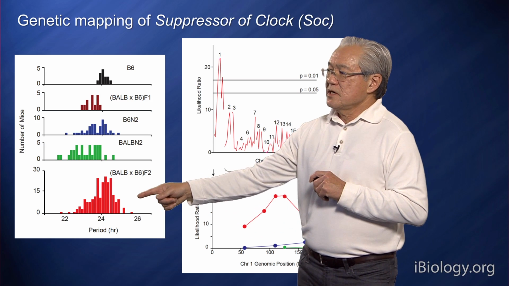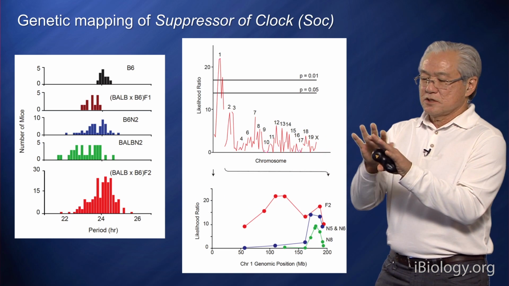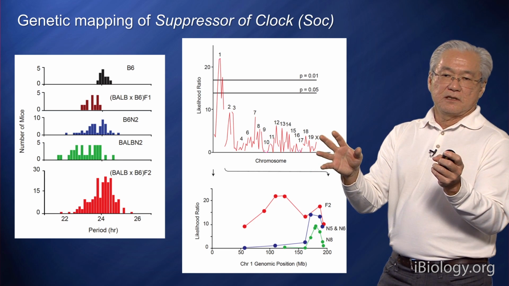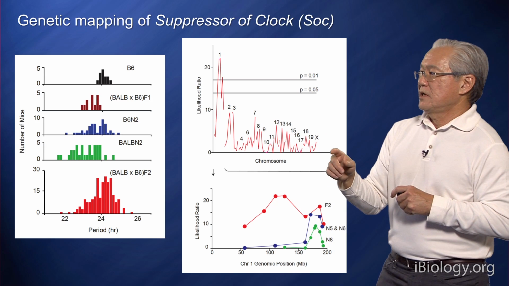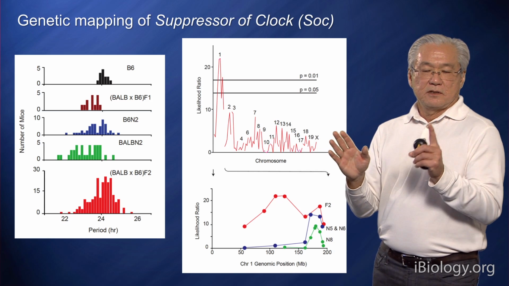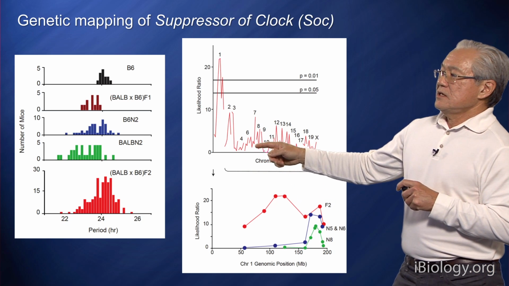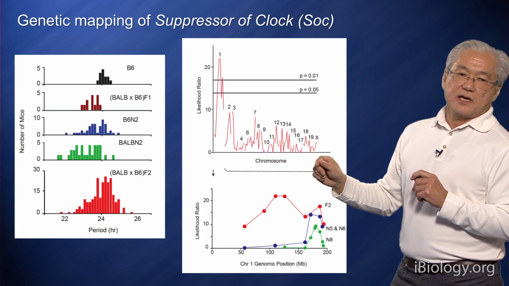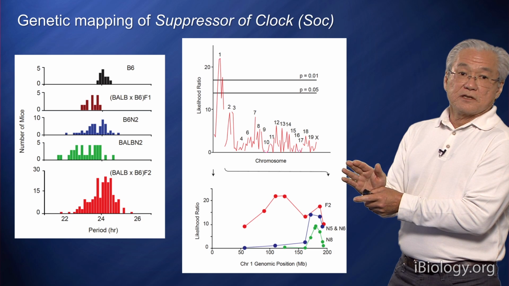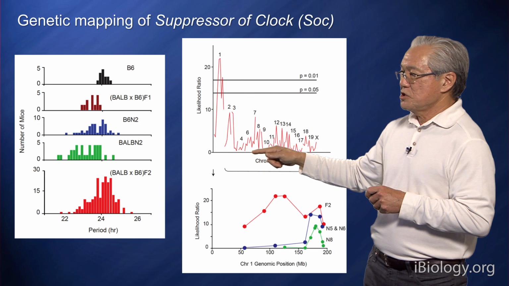And so what we can do is we can take these F2 mice and type each of the mice, because each mouse is a unique combination of black 6 and BALB-C DNA in their genome. And we can scan each of their genomes with DNA markers to type what their genotype is across the genome, and then see if there's any particular kind of association between a BALB-C piece of DNA and this period suppression of clock. And so that's what's done here in this graph, which is scanning the genome with different markers.